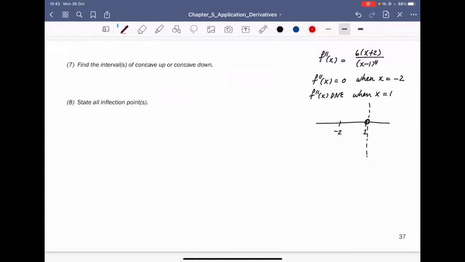Now I'm gonna figure out the sign. For the thing that I highlighted in yellow here, a big number, I plug it in and I get a positive value. And for something between -2 and 1, let's say 0, I plug that in and I get positive, because it's 6 times 0 plus 2, over 0 minus 1 to the 4th power. The denominator is positive anyway, so the sign of f double prime just depends on x plus 2. This is negative. All right, so I have that.